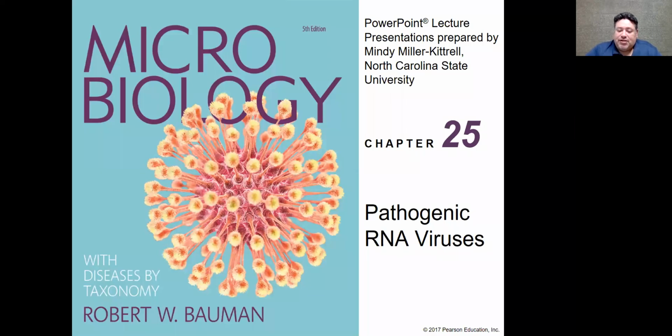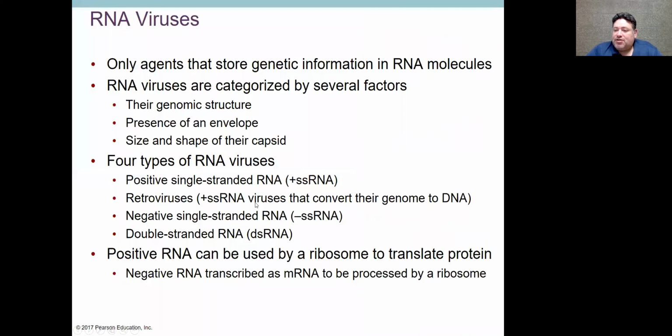Chapter 25 is about pathogenic RNA viruses. So we're moving forward from DNA viruses. We start the chapter by addressing the fact that any permutation they can think of regarding the assembly of the genetic material in viruses has been incorporated by Mother Nature. We can dream it up, it has been done.